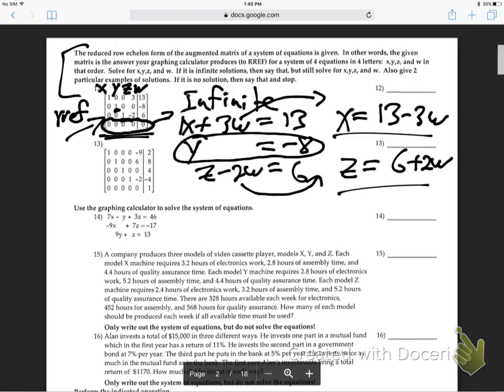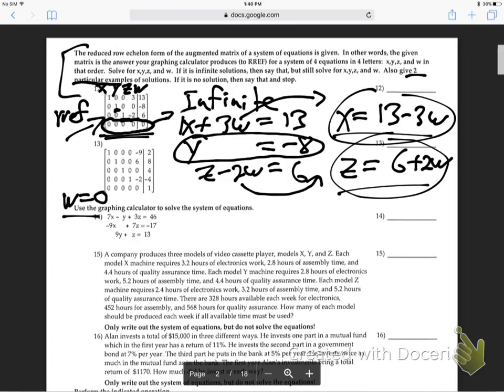Actually, let me show you what we need. So these are the 3 things they want. And then at the last part, they say give 2 particular examples. What that means is you let w be 0 and you let w be 1. And you plug in and find out what x, y, and z are. You've already got w. You're choosing w. Right? You see what I'm doing there? W can be any number.